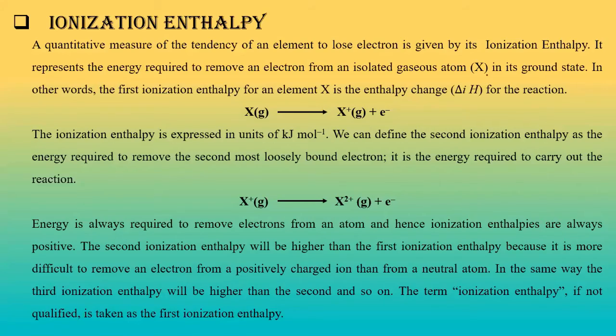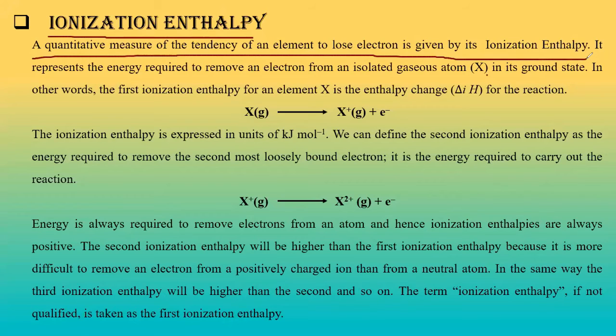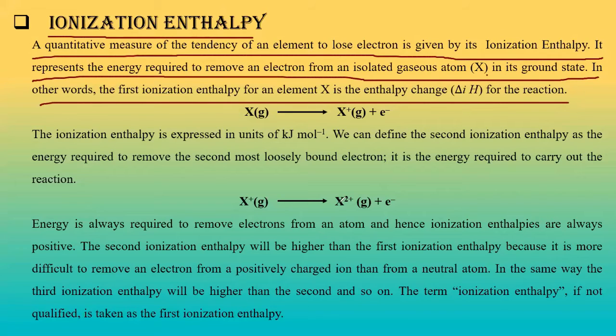So we have ionization enthalpy as our next topic. Let us see what it says. A quantitative measurement of the tendency of an element to lose an electron is given by its ionization enthalpy. It represents the energy required to remove an electron from a gaseous atom in the ground state. First ionization enthalpy we will discuss later, but let us first discuss what ionization enthalpy is.